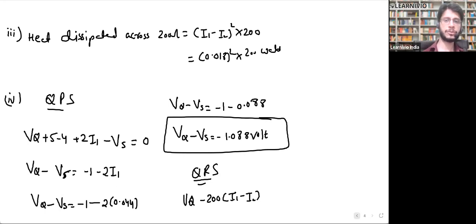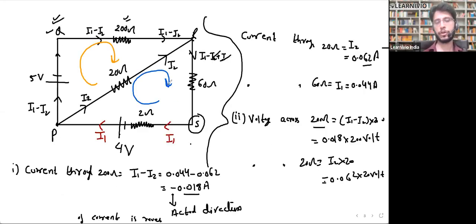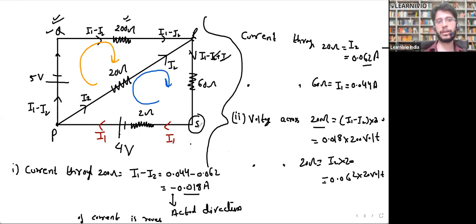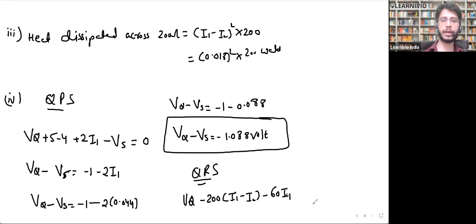So, Mariam, what will be the next potential that you will add or subtract? We travel from Q to R, then I'm traveling from R to S. What will be the next potential difference? Minus 60. Then current is I1. Yeah, minus 60 I1. See, this is the last point S. You just have to travel from Q to S. For this last point, put it minus Vs. Is it clear?